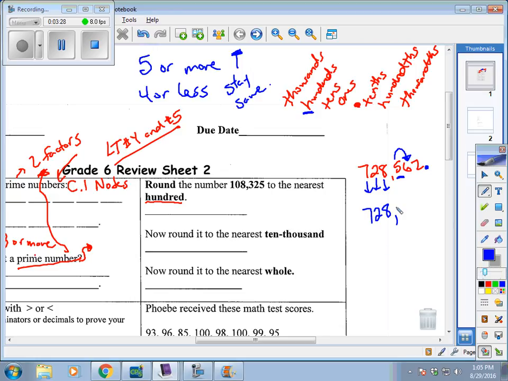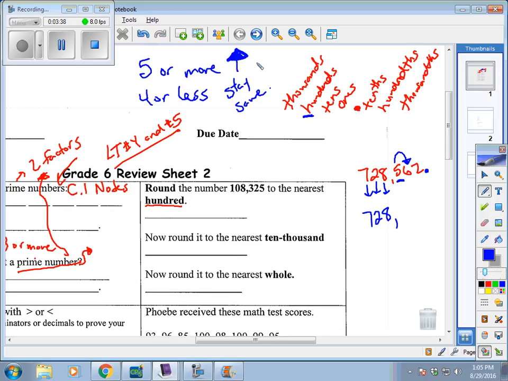Let me go back now. So I have to figure out if that 6 right there is 5 or more, and it is. Since it's 5 or more, that tells me that this has to go up. So this 5 right here, try to do this in different colors, this 5 I know has to go up to a 6, because that 6 is 5 or more, which tells that to go up to 6. And then I know that wherever I'm rounding, everything to the right of where I'm rounding is going to turn into zeros. So I know that's going to be a 0 and that's going to be a 0. So that's how you would do a rounding question.